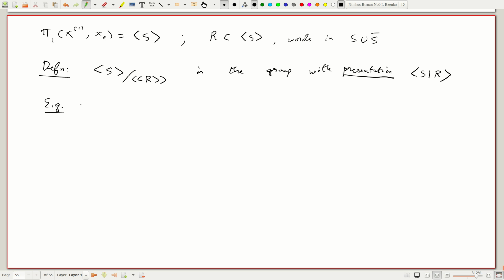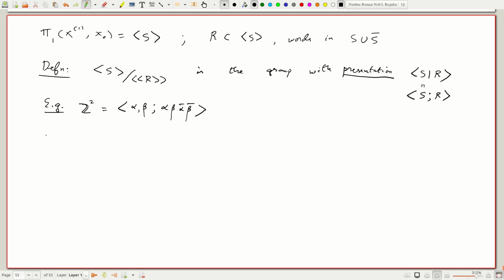So example, in fact, Z squared is the group with presentation alpha beta. So this is written this way, or it's more often written this way, S semicolon R. I'd prefer that notation. Let me write it this way. Semicolon alpha bar beta bar. So if I look at alpha and beta, the free group generated by that, and add the relation that they commute, what I get is Z squared. This is the free group.